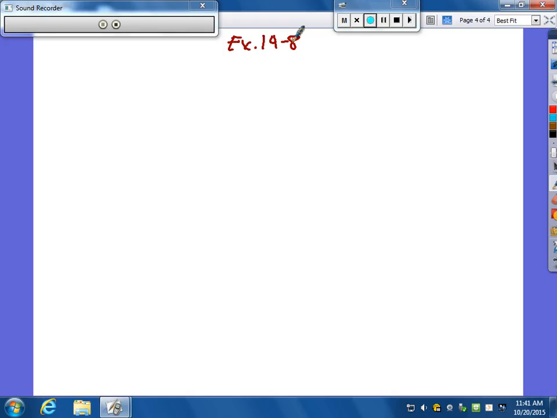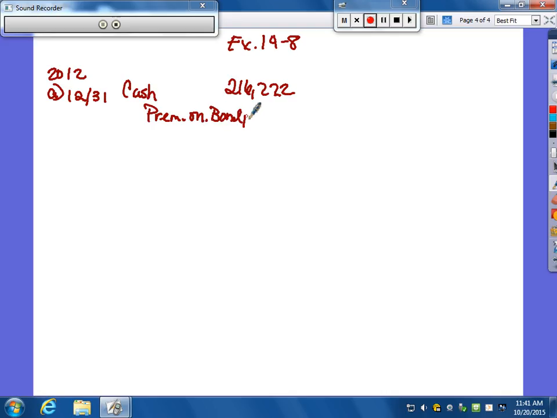So Ms. Andreessen, first journal entry to record the issuance of it. 12/31, debit to cash for $216,222. A credit to premium on bonds payable, $16,222. And then a credit to bonds payable, $200,000.